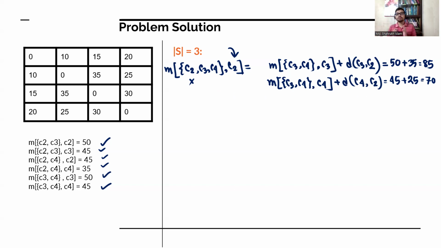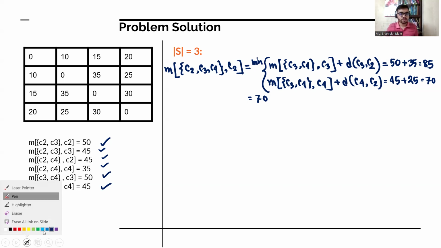And what is the minimum cost? We have to take the minimum one. So take the minimum of this, and this is 70. So I hope you understand this. If not, no problem. I will show another two examples corresponding to this.